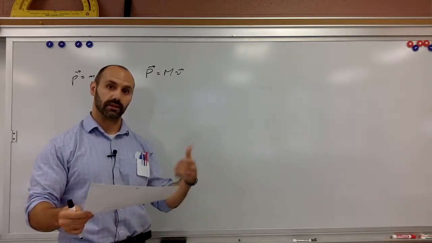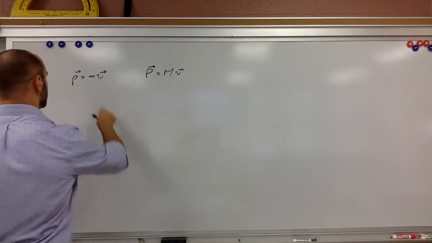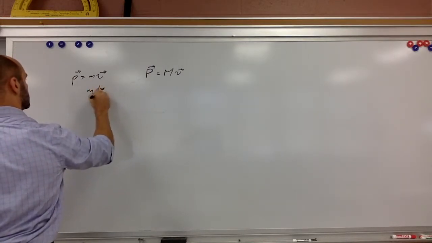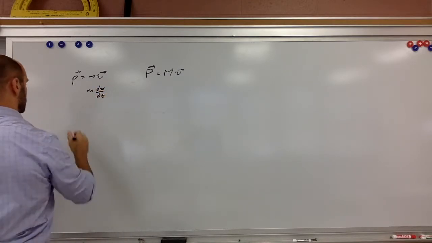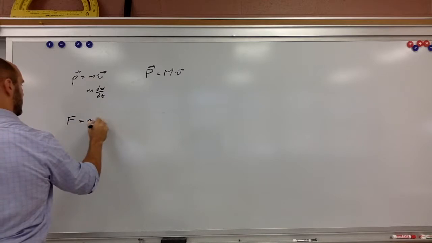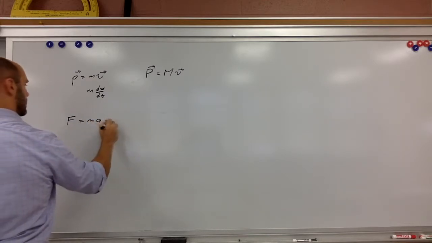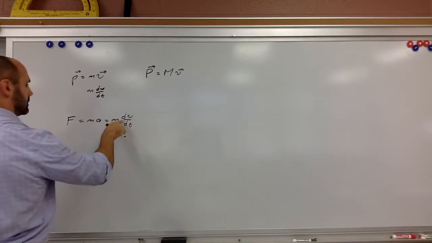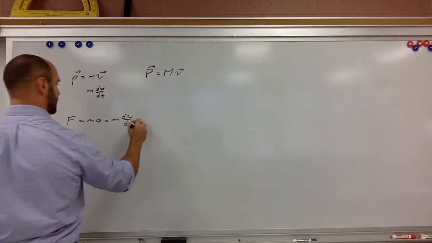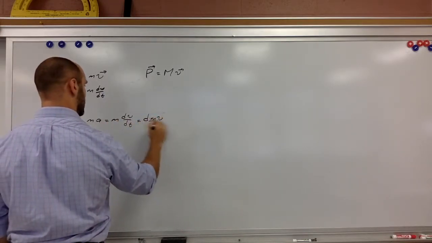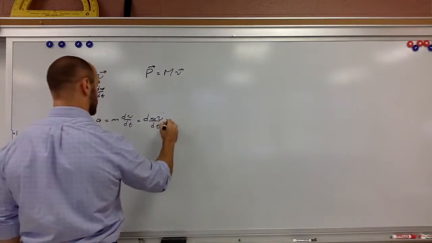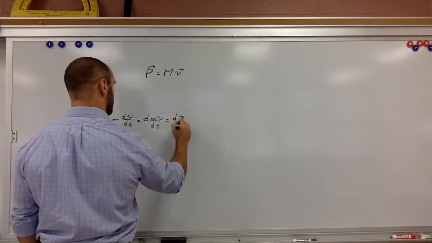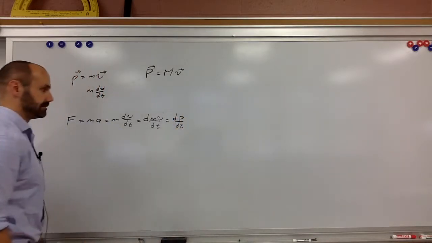We can also relate it to the net force. Let's think about it this way. What is a? a is dv dt. F equals ma, so F equals m dv dt. But if we multiply dv by m, then what we end up with is d(mv) dt. So the force is actually related to the rate of change of the momentum.